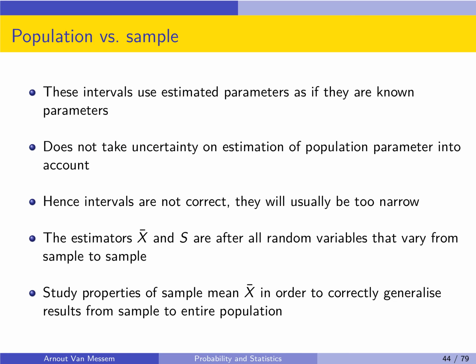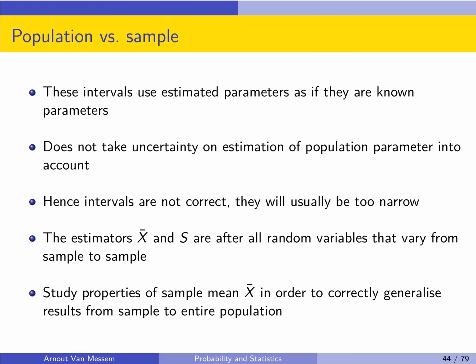Some final remarks on reference intervals. These intervals use the estimated parameters as if they are known. So it's not entirely correct what we are doing. They do not take the uncertainty on the estimation into account. We have estimated our population parameter, and there is uncertainty in the population parameter estimate. Because we use a sample, we don't have the exact value of the population parameter. We only have an estimate, so it's always less accurate than the true value. So there is uncertainty on how good this estimate is, and we have not yet taken that into account. So the intervals that we are showing are not correct. They will usually be too narrow because there is extra uncertainty through the estimate that has to be built into these intervals.